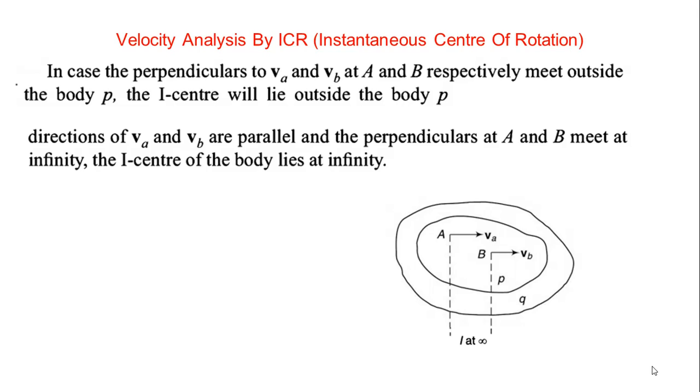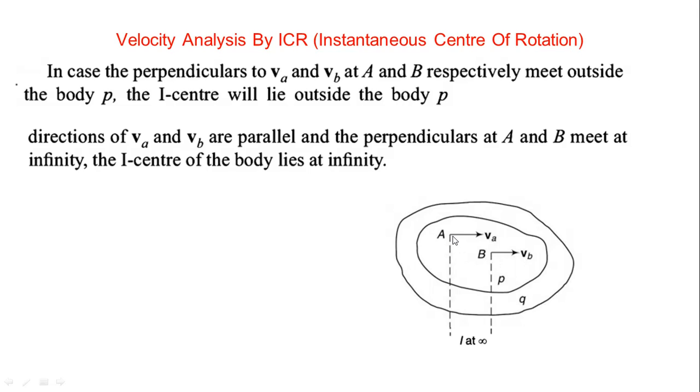Now consider the same next figure, where once again there is a body P and a body Q, and once again we have considered the two points, point A and point B. In the previous figure the velocities were inclined and not parallel to each other, but right now the velocity at point A and the velocity at point B are parallel to each other.